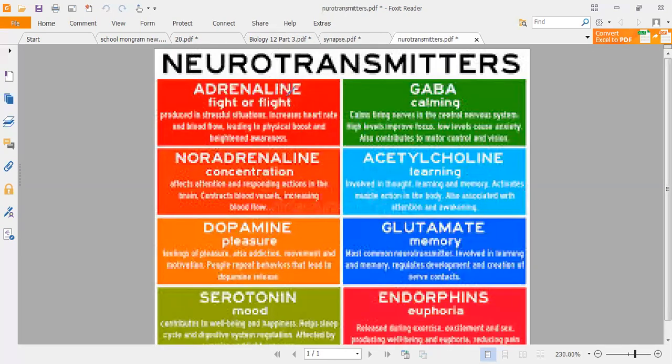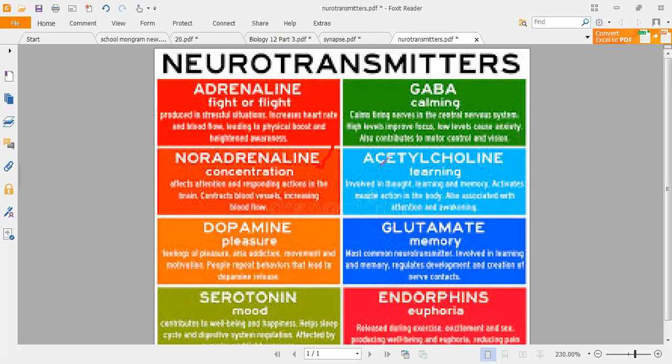If you see, there are different types of neurotransmitters. We have seen adrenaline and noradrenaline. They can also be called epinephrine and norepinephrine, which we have discussed. They act for the fight and flight response in our body, and they increase the heartbeat in stress conditions.